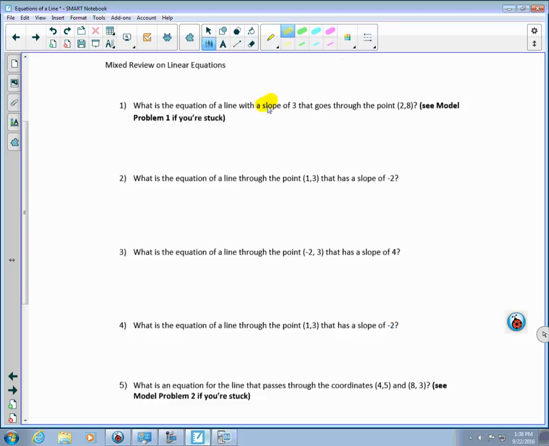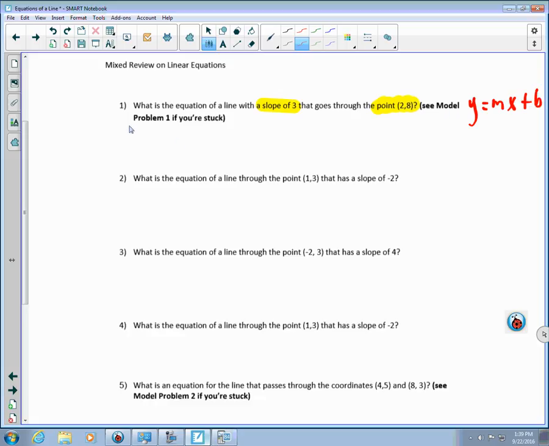Okay, so we have a slope of 3 and a point of 2 and 8. Now, it's not telling me, it just says to write an equation, correct? So because it just says to write an equation and it's not telling me if it's on standard form or if it's mommy, y-intercept or slope, we're just going to do y-intercept and slope. So for this one, I'm going to do y equals mx plus b.